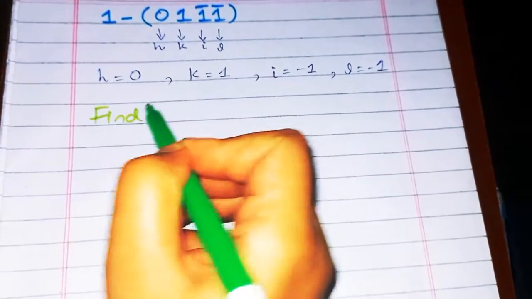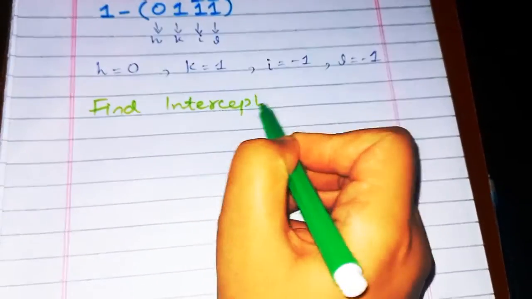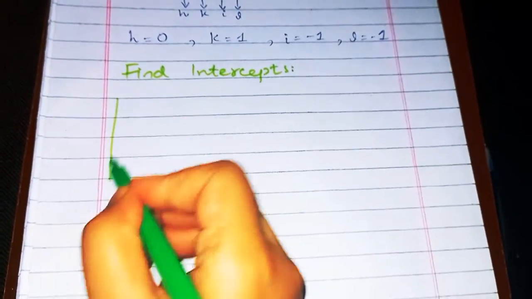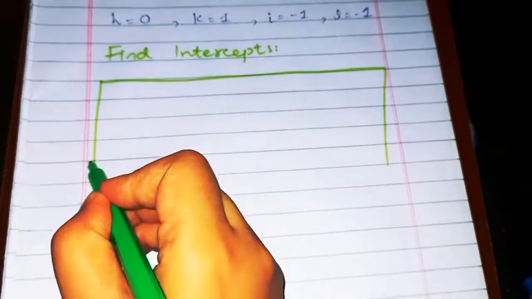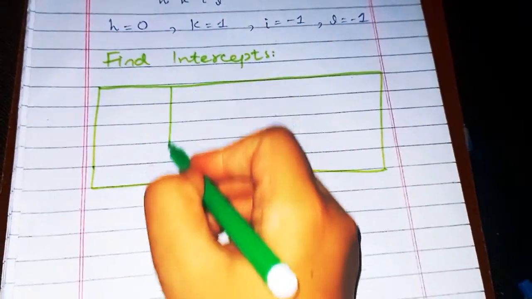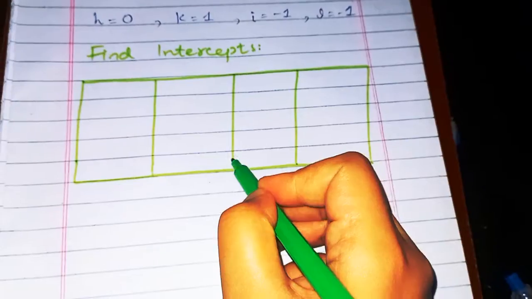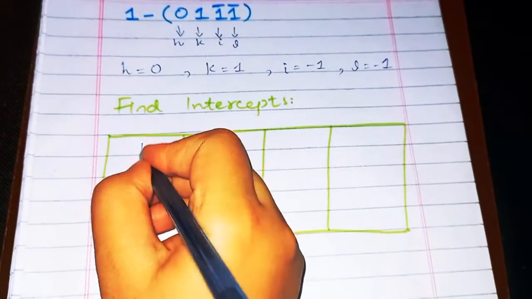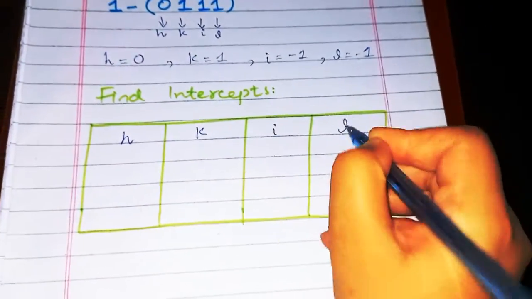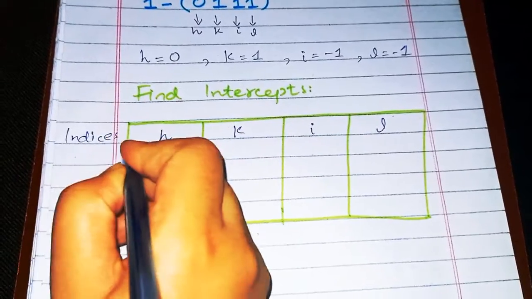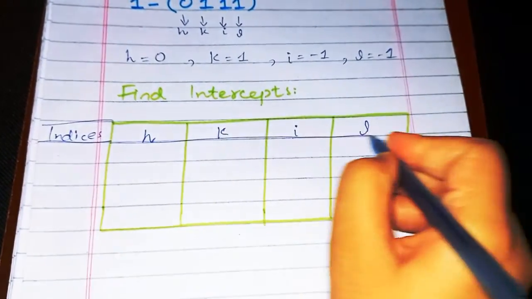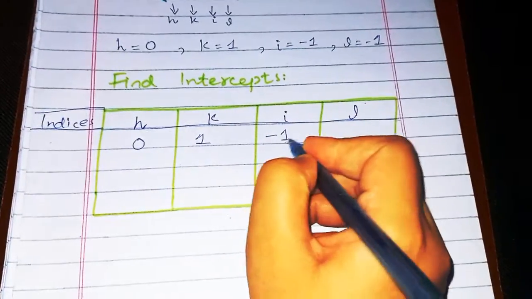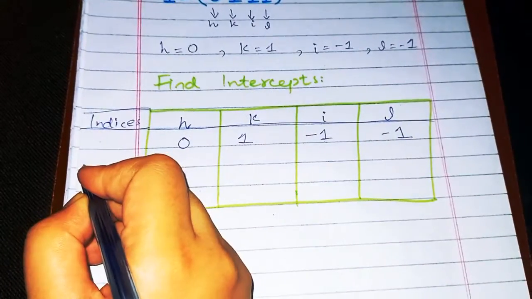So let's find out the intercepts in here, and we can write here the operation, find intercepts. For that purpose, I'm going to draw a table here. I always draw a table because it helps in visualizing and illustrating the steps way better. So the first index, second, third, and fourth, we can write here that these are the indices in this block. And let's write down these values: 0, 1, -1, and -1.